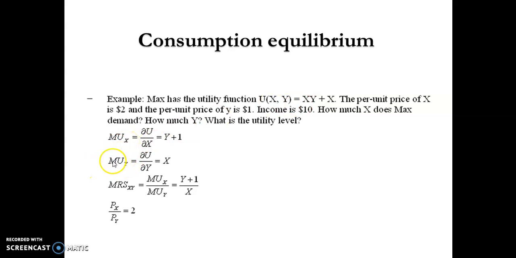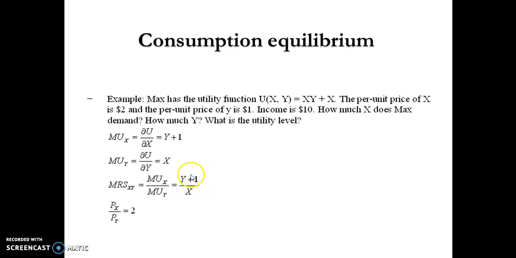Now, if you get your first order partial derivative of the utility function with respect to y, treating x as constant, this is just going to be equal to x. And remember, you're treating x as constant, so the x term differentiates to 0. So this marginal utility of y is just equal to x. Hence, your marginal rate of substitution, which is the ratio of these two, of course, is the negative. The negative was dropped earlier on in this example, but for correctness, you should keep the negative. It is going to be y plus 1, that is your MUx, over your marginal utility of y, which is x.